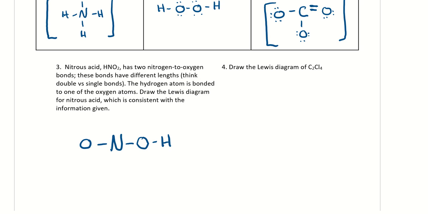Now it's also telling you that it has two different lengths. It's not splitting the difference, so it's not sharing bonds, not resonating here. It's saying it's got two different lengths. One has to be shorter. So we're probably going to put a double bond in here, right? And now we've got H and O2.